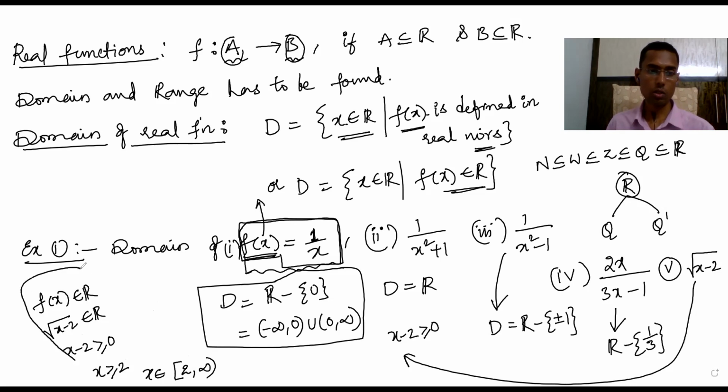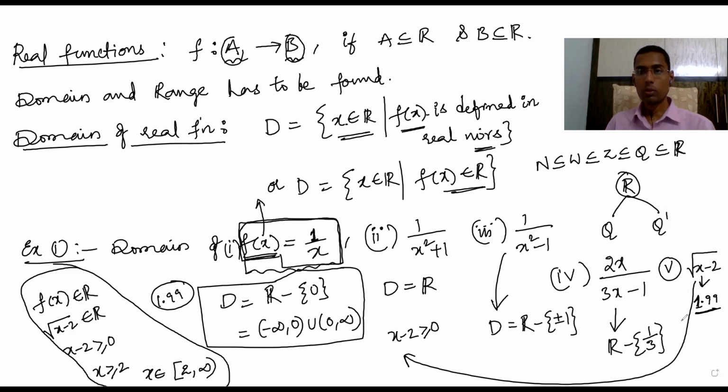Hope you got this. Closed 2 to infinity. That means if it is less than 2, that is what? 1.99 also it is not defined, you see here. If you put 1.99 here, what will happen? You will get root of a negative number, then that's not real. Then we say f of x is not defined in real numbers. Yes or no? At 1.99 it's not defined. Root of some negative number you get. Hope you got it.